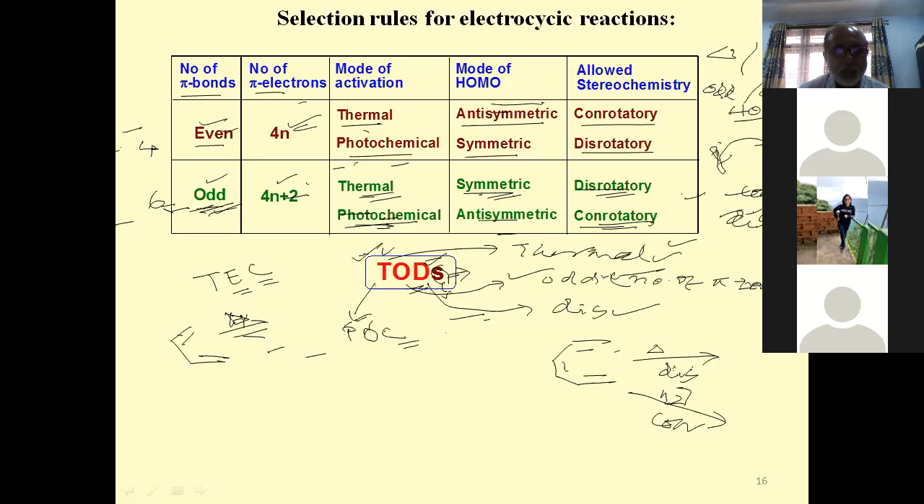So it is thermal. So what will be the rotation? Rotation has to be conrotatory. Conrotation. That's all. And if you do it again photochemical, so the rotation has to be disrotation. If you change any one, dis will change to con, con will change to dis.